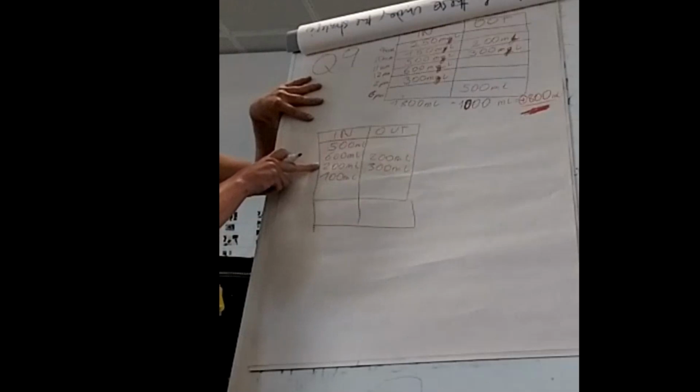But how does it become minus? Well, that is input and output. Minus could be, for example, in, out, 500, 300, 500, 500, 100, 200.